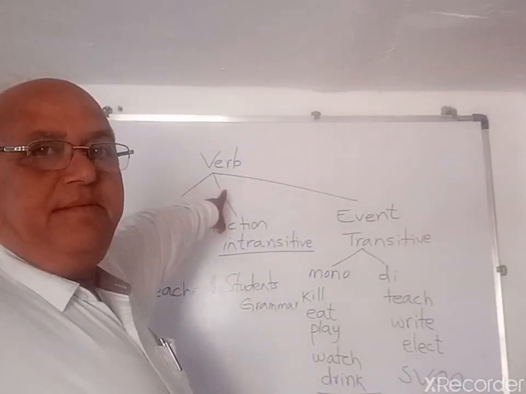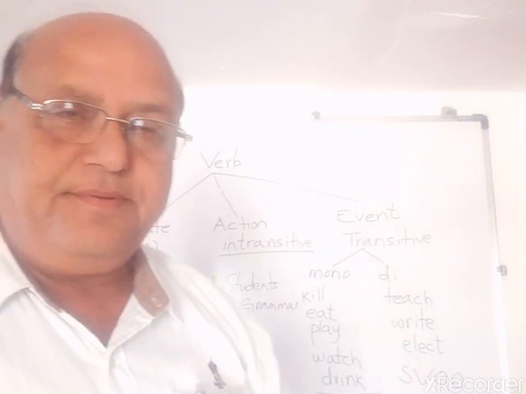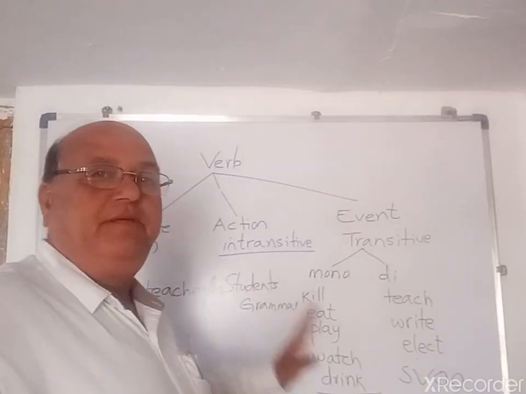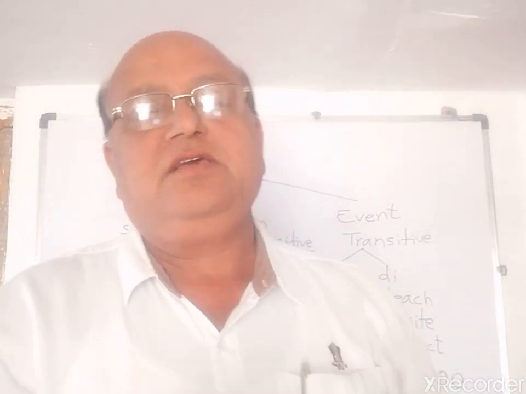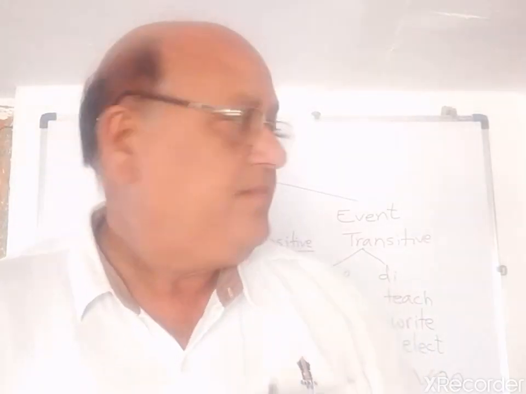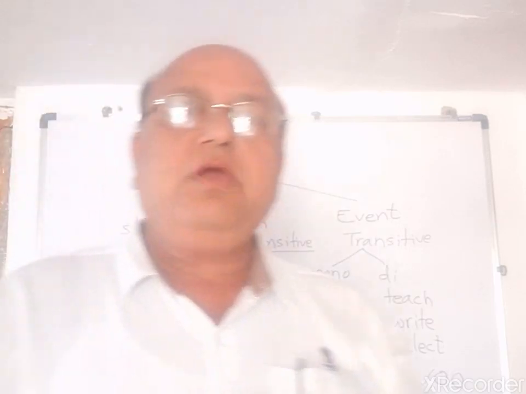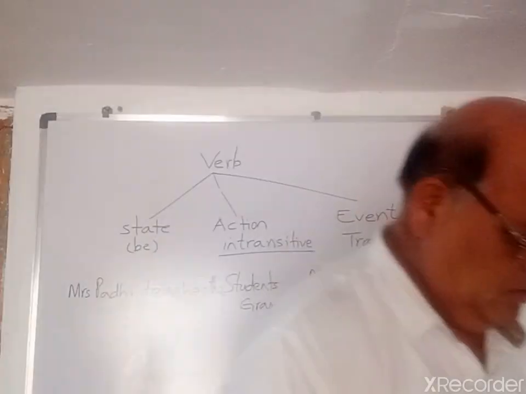Looking at this diagram, we can go to the PDF. In our PDF, we have sentences of different variety using action verb, using state verb, and using event verb. What you have to do is, you have to say whether this is SV, SVC, SVO or SVOO. Am I clear? Thank you.